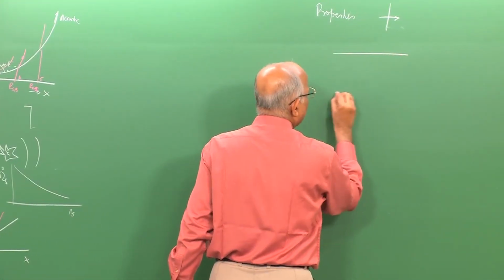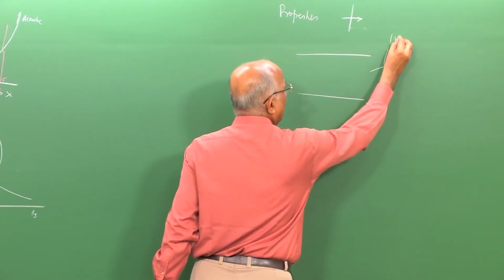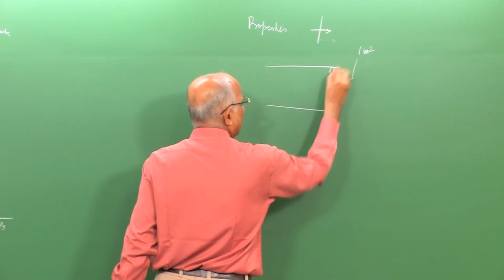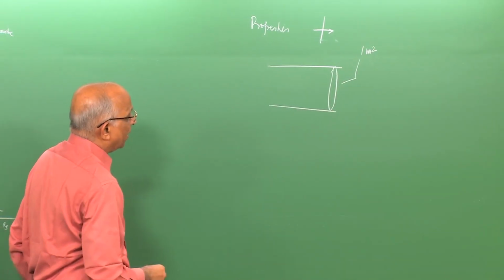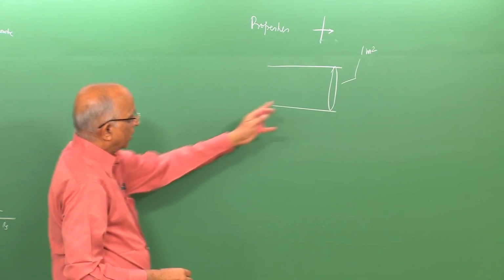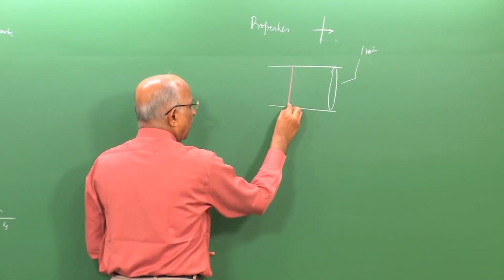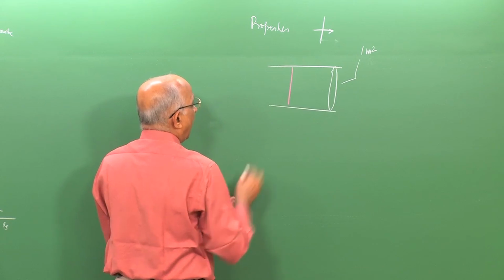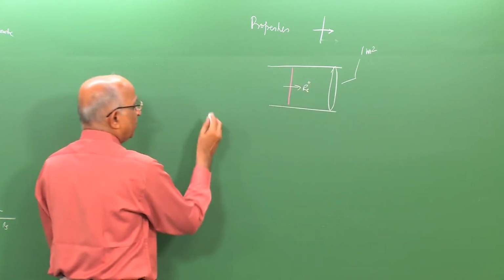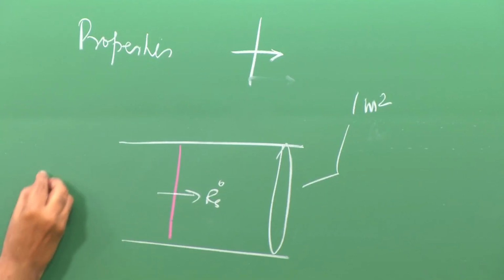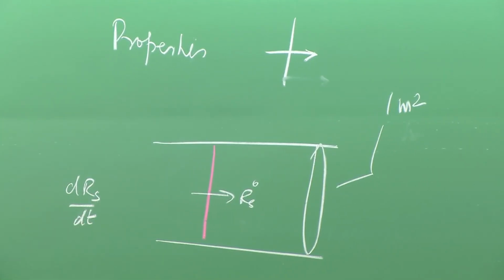Let us say I have something like this, a pipe or something. Let us consider the cross sectional area to be a unit, 1 meter square, such that I do not need to carry the area of cross section into it. I presume I have a shock wave which is travelling at constant velocity Rs dot. When I say Rs dot, I mean the velocity of the shock wave, and it is equal to dRs by dt.